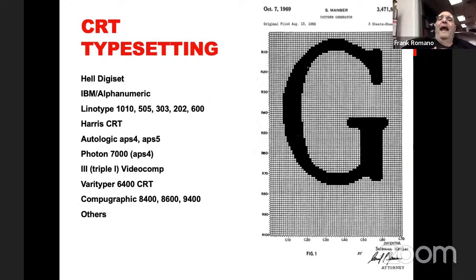Mergenthaler makes a deal with CBS to create one using a cathode ray tube created by one of the engineers at CBS. I remember having to drive up to Stamford, Connecticut to do pictures of it because they were doing a presentation to the Washington Post. They sold three of the big machines. And then they made a deal with a company in England for a different version, a different kind of cathode ray tube machine. So everybody started to get into CRT machines. And so VideoComp was formed. Veritype gets into it. CompuGraphic gets into it a little bit later. But ultimately, we start to see this movement away from photomechanical machines to essentially cathode ray tube machines.